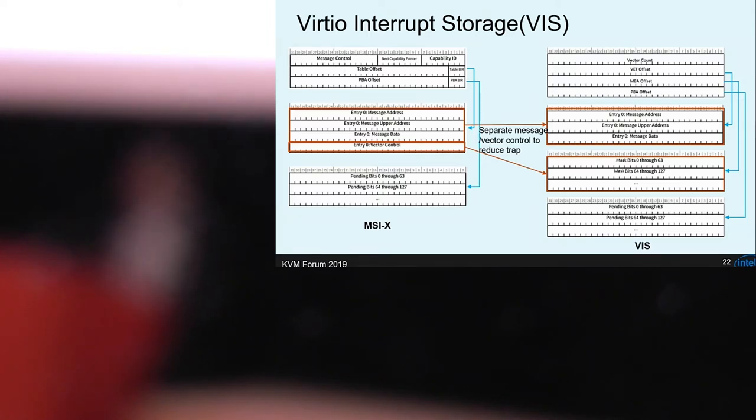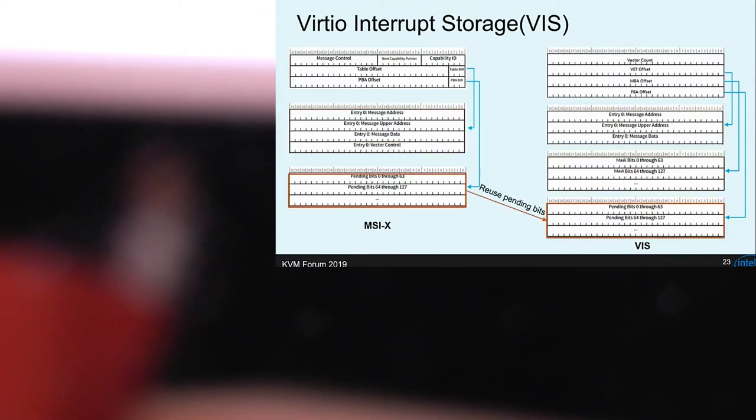Well, for vector control, there are some fields we don't necessarily need. We only care about the mask bit. So this table, we call it the mask bit array table. It contains only the mask bit, just like the PBA tables. For the PBA array table, we just reuse that. They're already in a separate table.